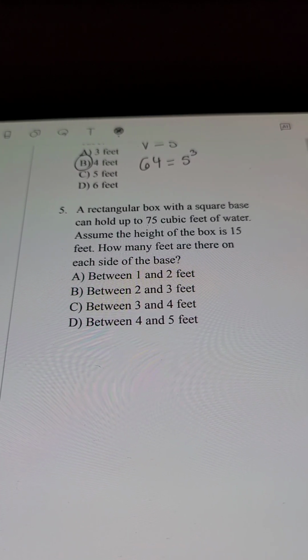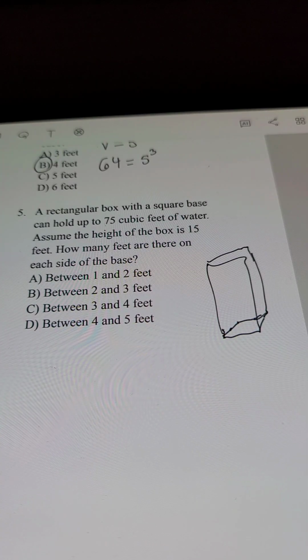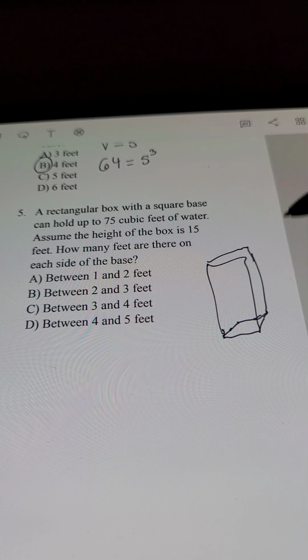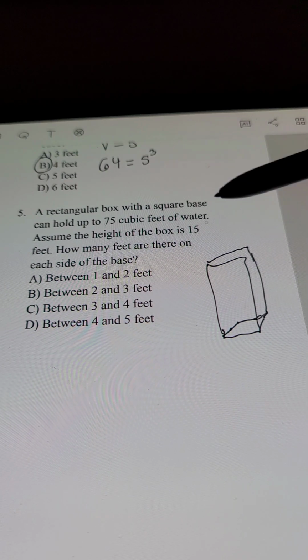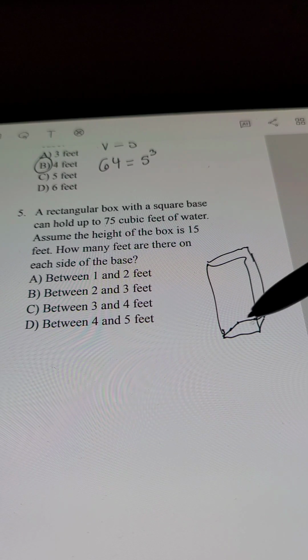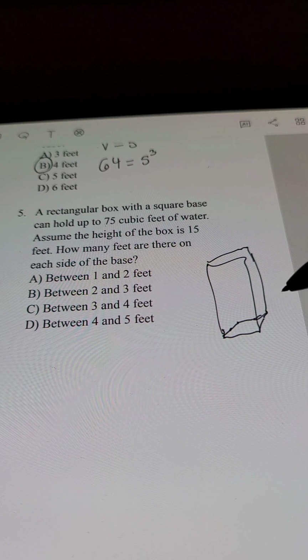Okay, pause to read number 5 if you haven't already. Okay, my drawing skills are horrendous, so I apologize in advance. So we want to know how many feet there are on each side of this base. The base is a square, remember, because it says there's a square base, so that means each side of that base right down here is going to be the same.